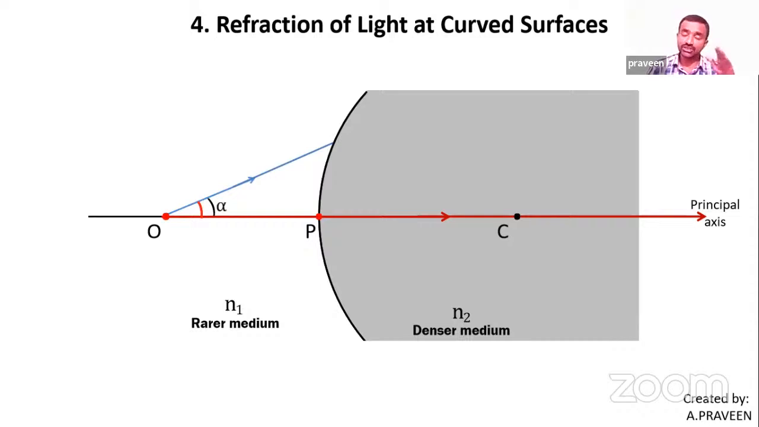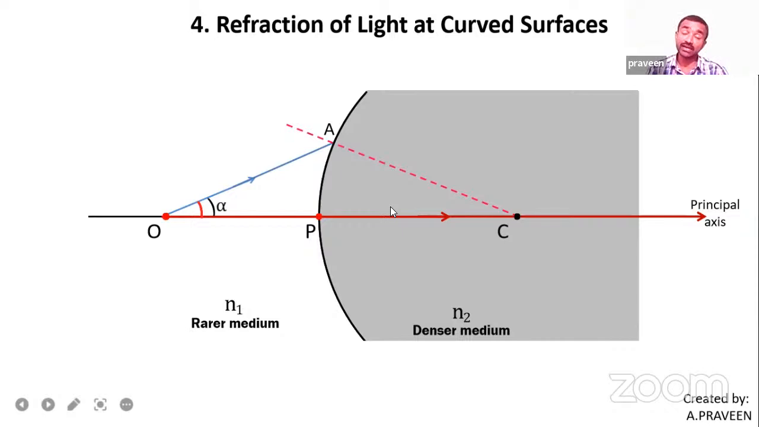So here I consider, from the point source object, one light ray passing along the principal axis and the other light ray passing onto the curved surface, making an angle with the principal axis. Consider that angle as alpha. What happens if any light ray is incident on the convex surface and propagating from the rarer medium to the denser medium? Simply, consider the normal here at a point A. So the normal is drawn.